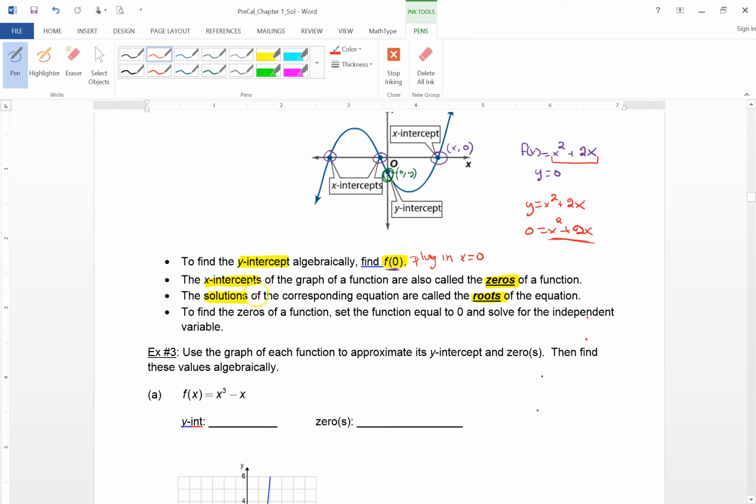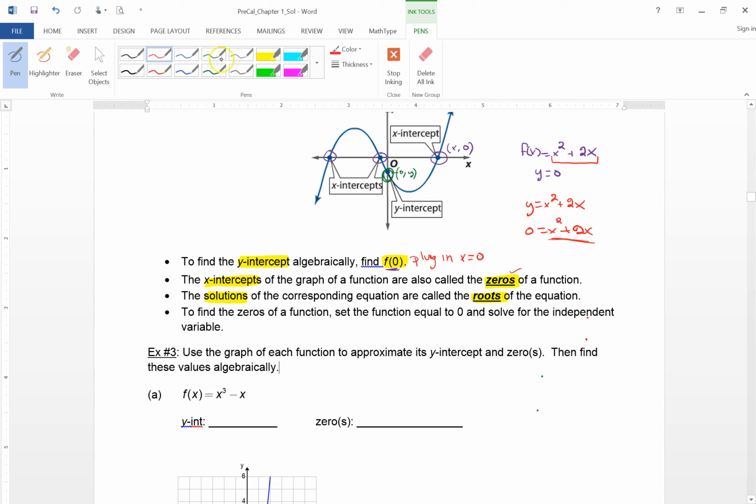Now, x-intercepts, because they're found by setting the function equal to 0, are also called the zeros of the function. Similarly, how do you find the zeros? Well, they're the solutions of the equation, and they're also called the roots of the equation.